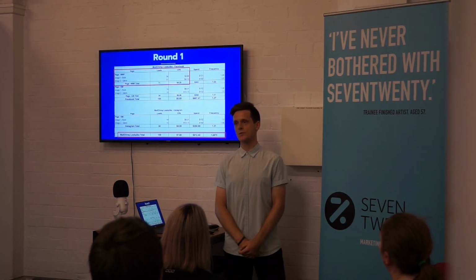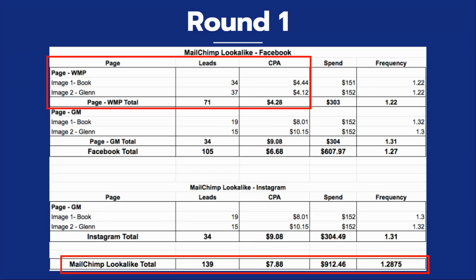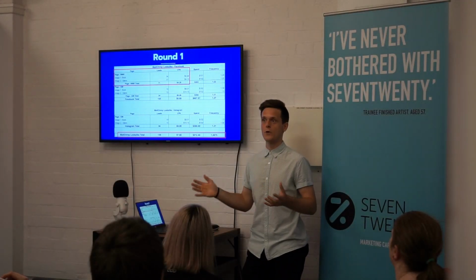So these are the results from round 1 from the MailChimp lookalike audience. One thing that we noticed here, looking at the data, was that Instagram placements were ridiculously expensive. The average CPA was $9 for Instagram. We also noticed that the WMP placements from their business page actually outperformed the ads from Glenn's page, and the CPAs on average were about $4.28 for that. In total, this audience spent just about $900. Its average CPA was $7. So pretty much right away we wrote that one off.